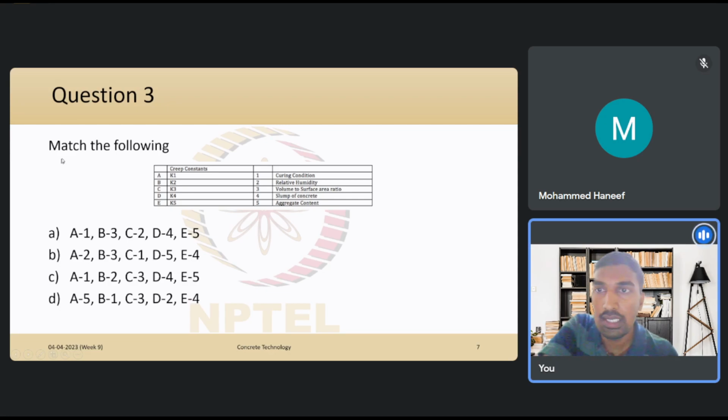Okay, so question number 3. We have to match the constants given in the second column, K1 to K5, to what these constants stand for. For what factors do we have these different creep constants? We have 5 constants, K1 to K5, and 5 different factors: the curing condition, relative humidity, volume to surface area ratio, slump of concrete, and the aggregate content. We have different matches given here, and we have to match the constants to the correct factors.